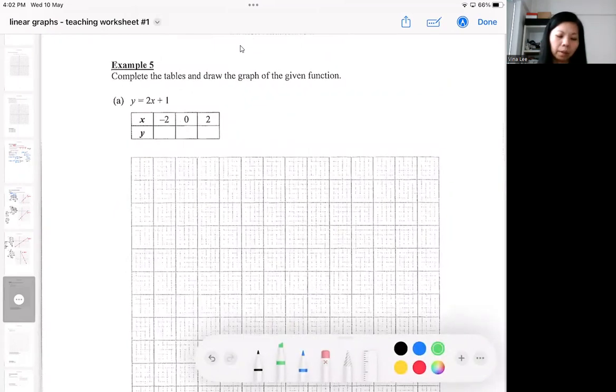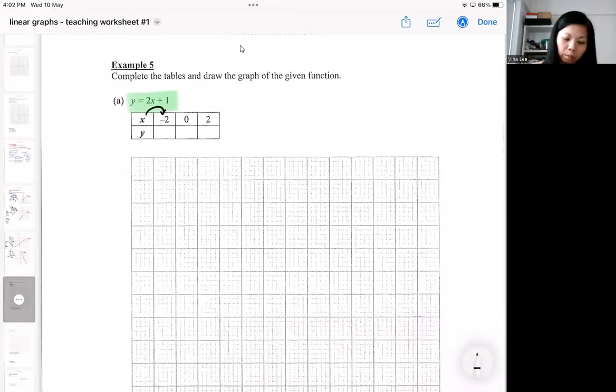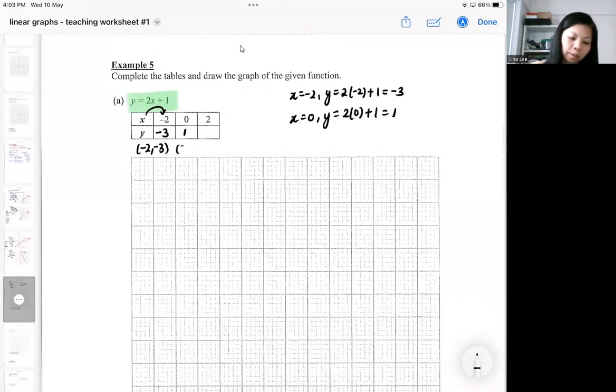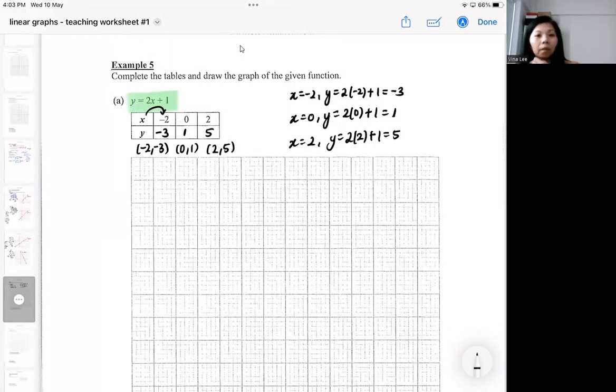So this is the formula for x and y. The table is here. X is equal to -2. Change your x to -2 and then you punch calculator. So you get a -3 and that forms a nice coordinate. When x is equal to 0, you will get this, and that forms another coordinate. When x is equal to 2, change your x to 2 and you get a 5.